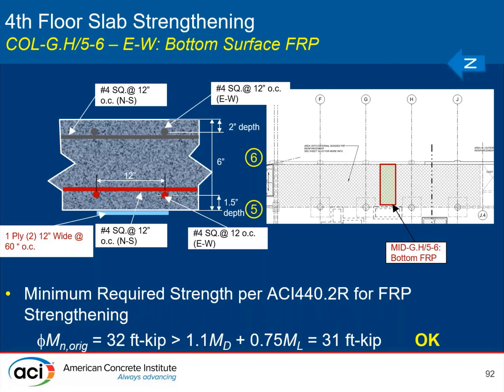So on the bottom, for instance, from 5 to 6 and G to H, we see that, again, we need to check that the original moment capacity of 32 kip-feet is greater than the applied moment at 1.1 times the dead load moment plus 0.75 times the live load moment of 31 kip-feet. So that's of importance, to confirm again that the unstrengthened capacity is adequate to meet that load criteria.